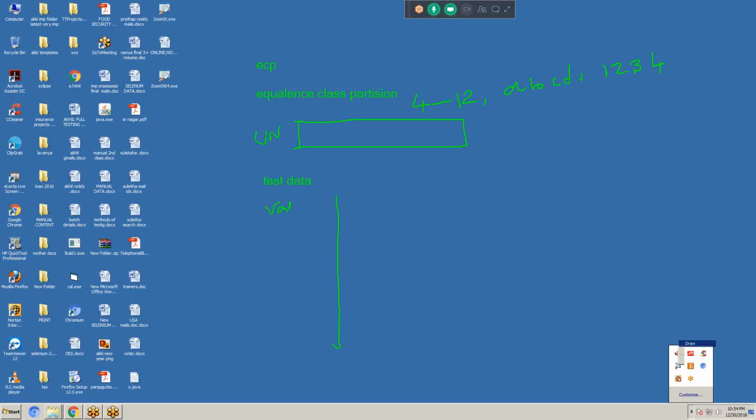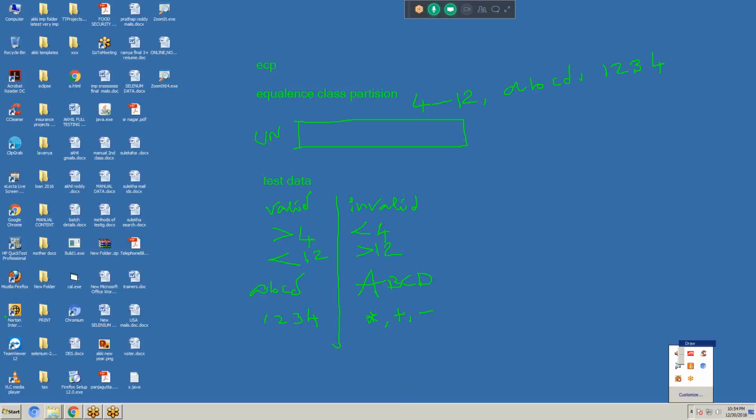One is valid inputs, second one is invalid inputs. Greater than 4 valid, less than 4 invalid, less than 12 valid, greater than 12 invalid. ABCD valid, caps ABCD invalid. 1 2 3 4 valid, special letters involved invalid. So we will perform positive testing as well as negative testing.